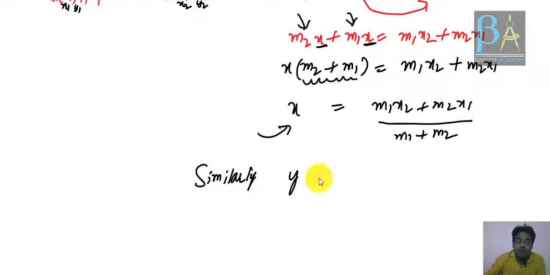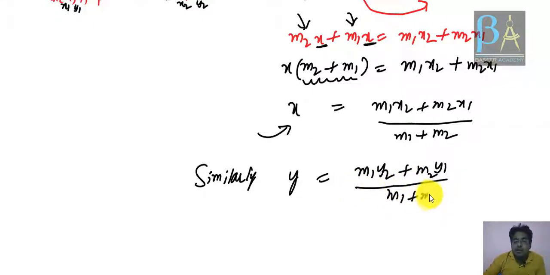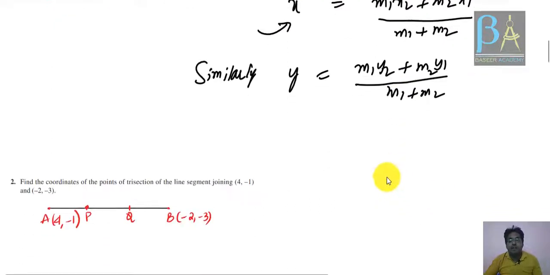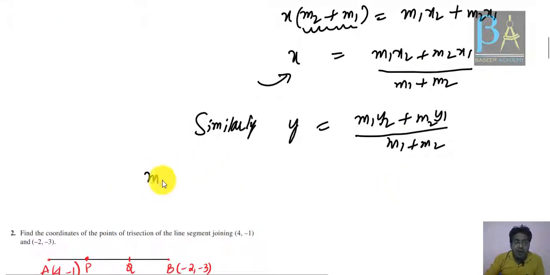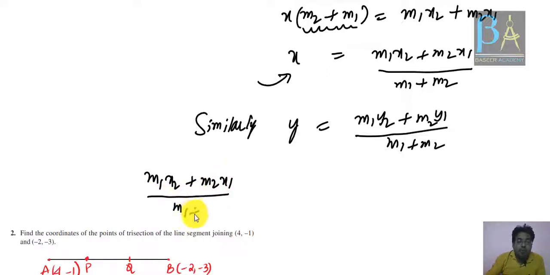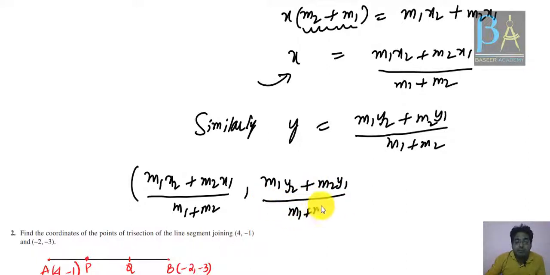Similarly, we are going to get the y coordinate as m1. In the y coordinate, instead of x you write y, so this becomes y2, and obviously instead of writing x1 you write y1, by m1 plus m2. So the section formula is going to be m1 x2 plus m2 x1 by m1 plus m2. That's your x coordinate, and then the y coordinate is m1 y2 plus m2 y1 by m1 plus m2.